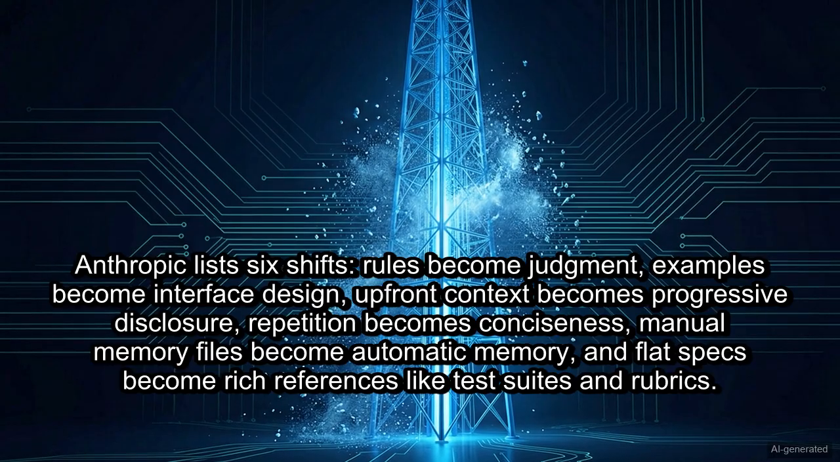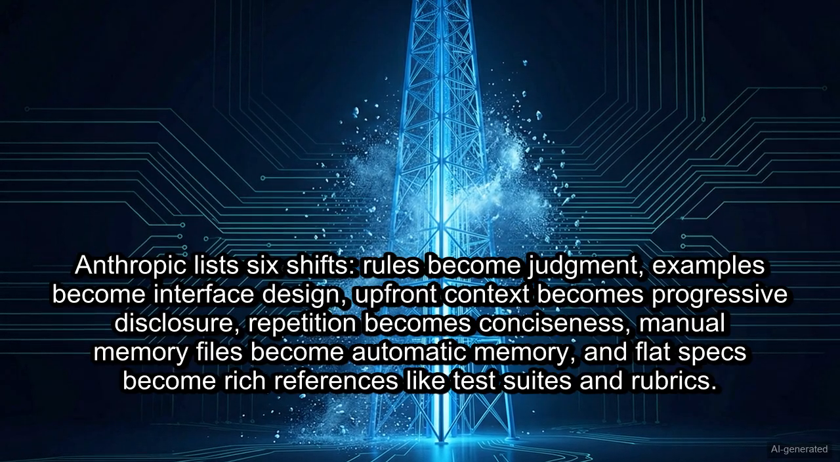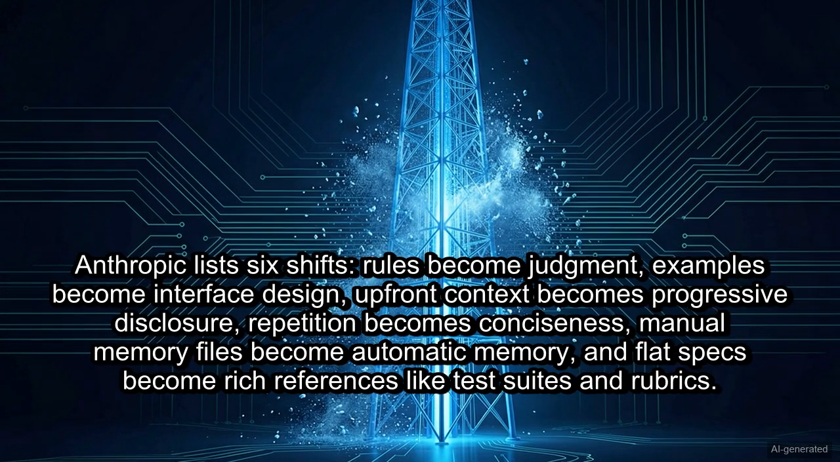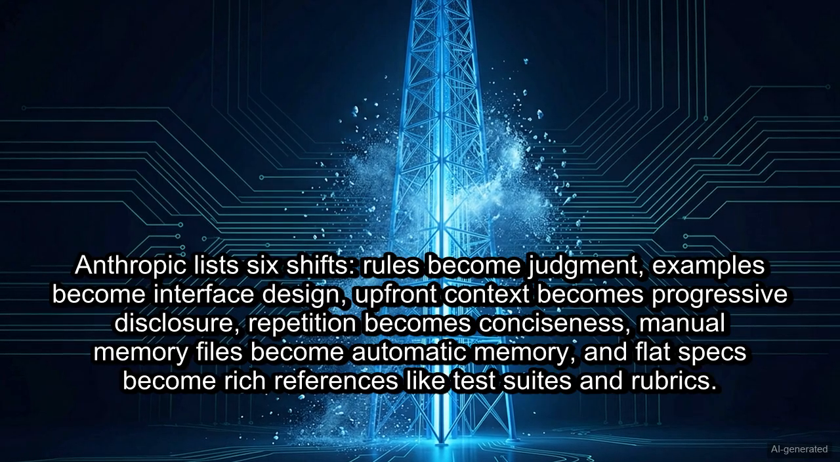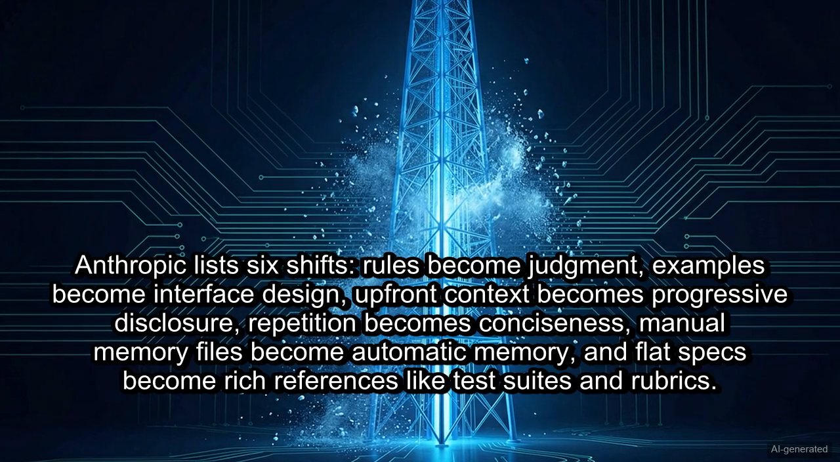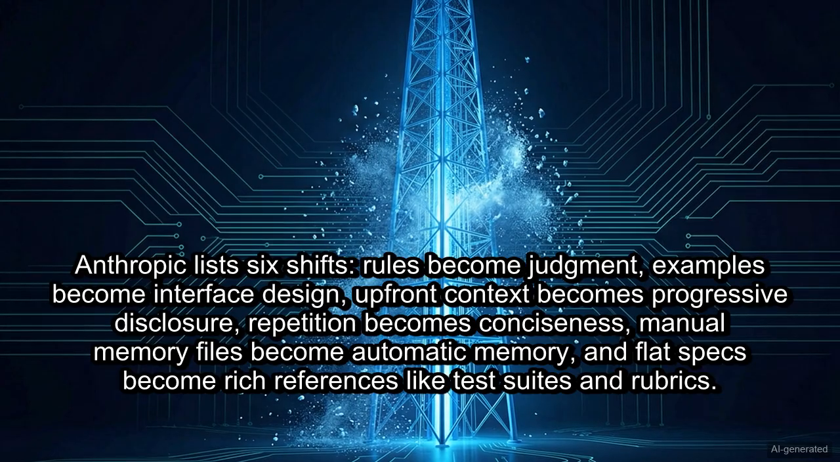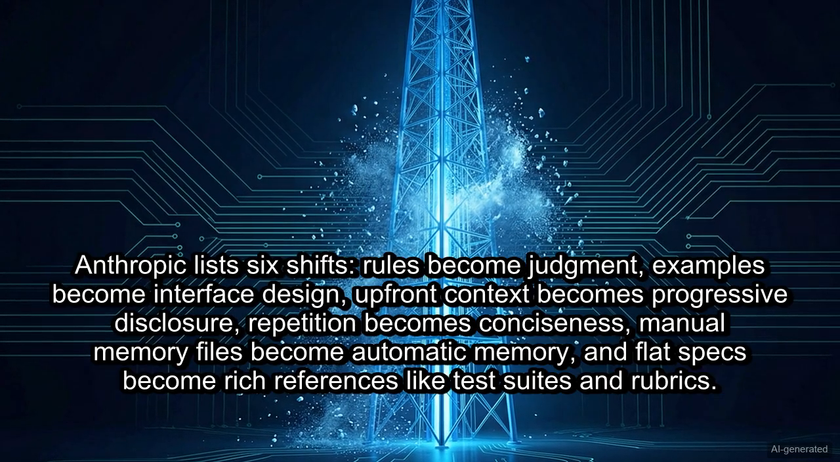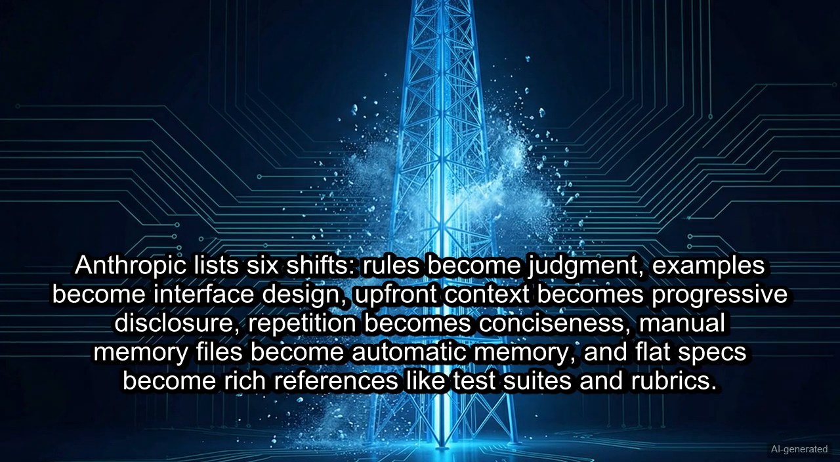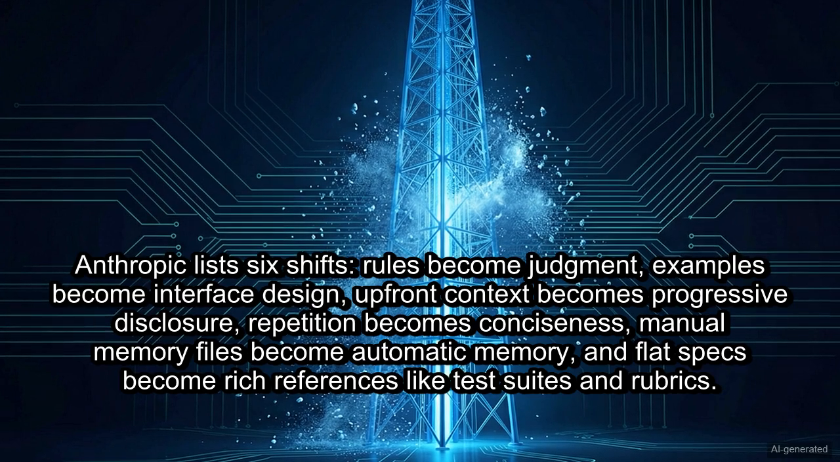Anthropic lists 6 shifts. Rules become judgment. Examples become interface design. Upfront context becomes progressive disclosure. Repetition becomes conciseness. Manual memory files become automatic memory, and flat specs become rich references like test suites and rubrics.